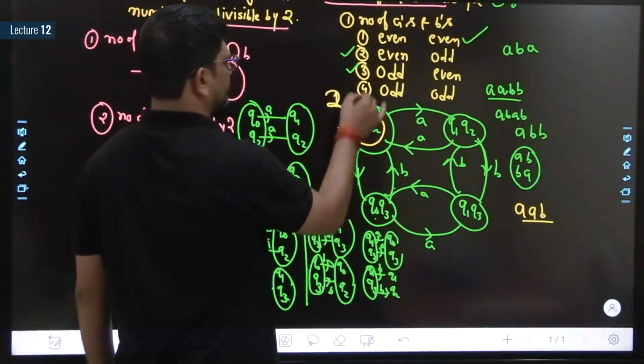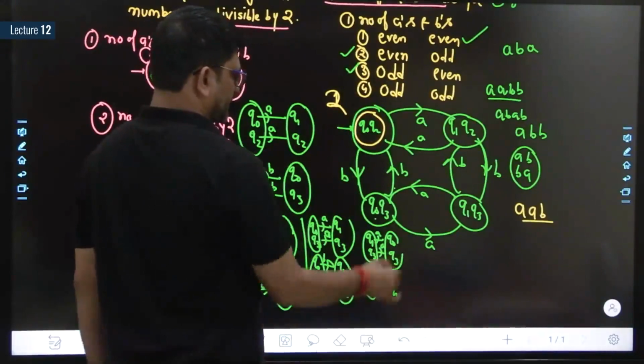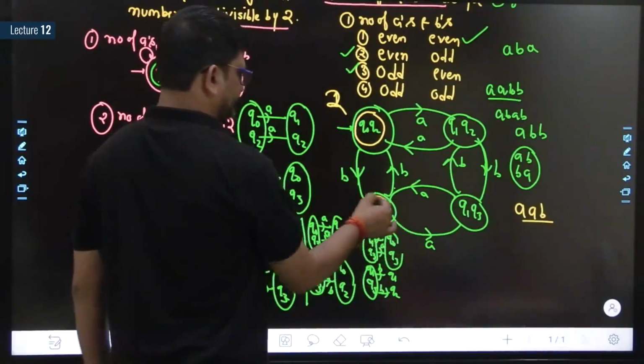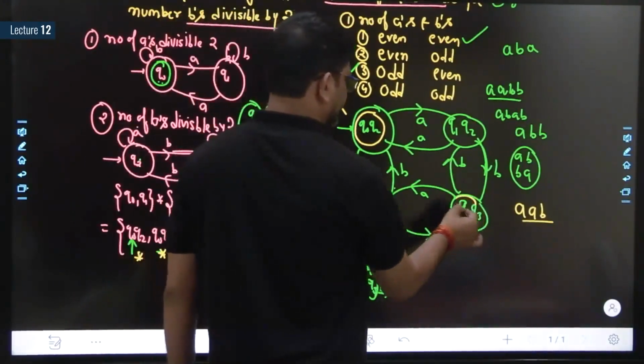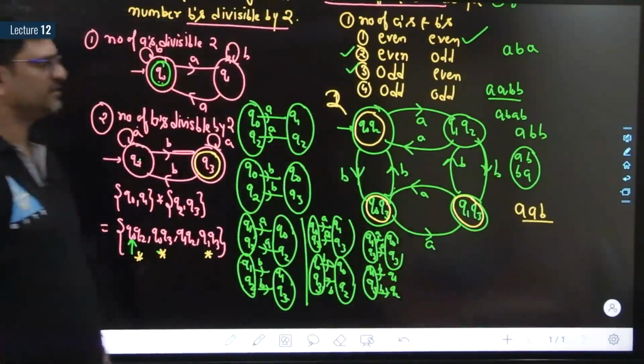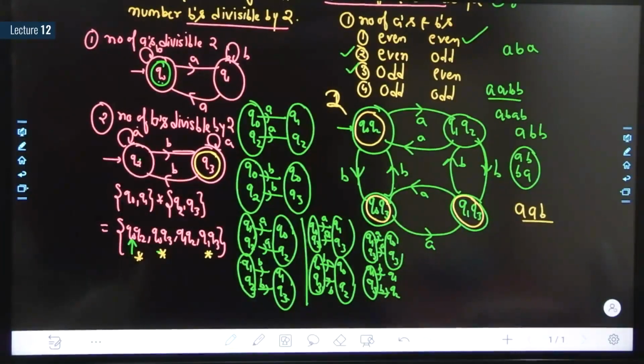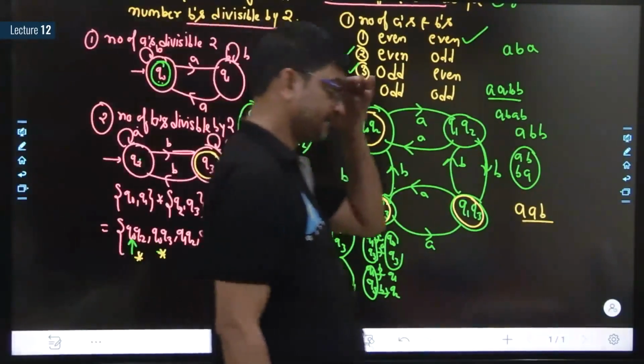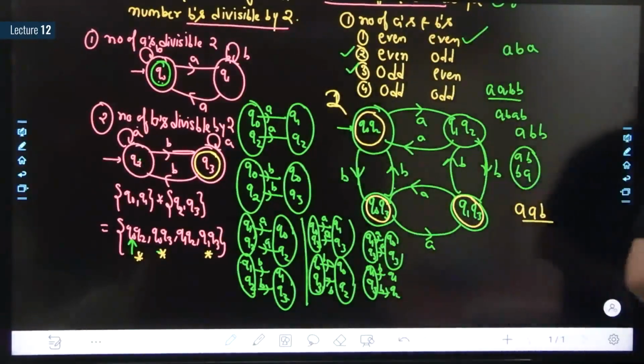In case of the second question: Q0, Q2, Q0, Q3, Q1, Q3. These three states are final when we use number of A's are even or number of B's are odd. Clear? Try to do the third and fourth question.